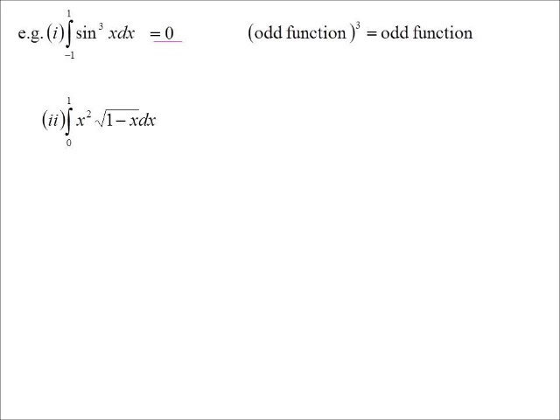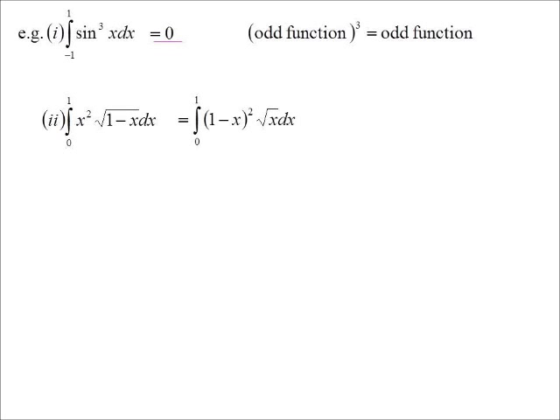x squared root 1 minus x. This is where that idea of the function x being the same as function a minus x comes in handy. Because this I can't expand out. I've got 1 minus x to the power of a half. But the power of a half, how do you expand that out?